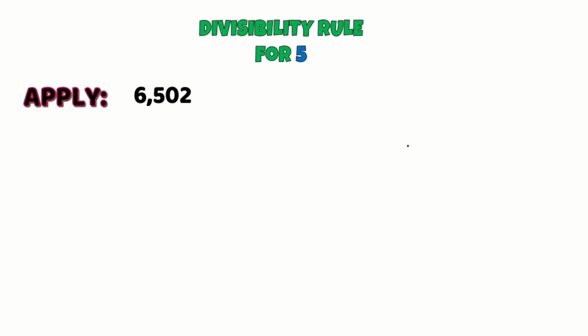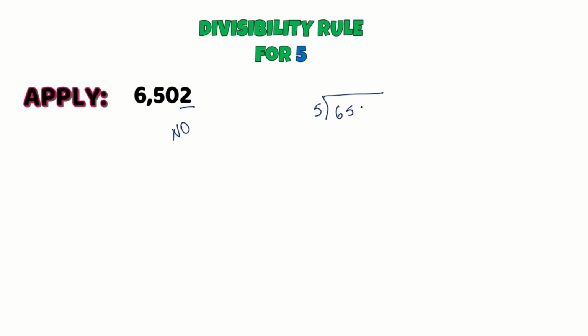So we have the number 6502. Now in this case, our number ends with a 2. And because it doesn't end with 0 or 5, then our rule tells us that 5 will not divide into this number without a remainder. So let's perform our division to test this number.